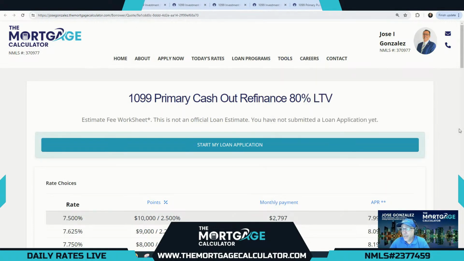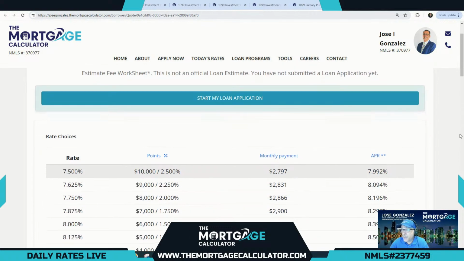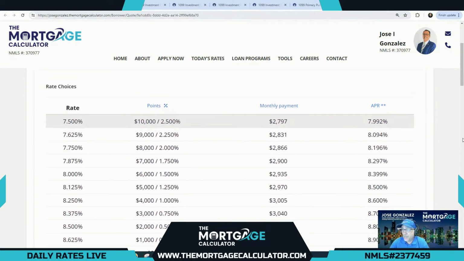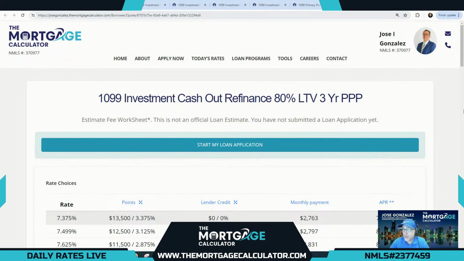And our last three options here are for cash outs. Our primary cash out is maximum 80% LTV. 8.75 is at par, and you can buy that down to 7.5% for our primary 80% LTV cash out.